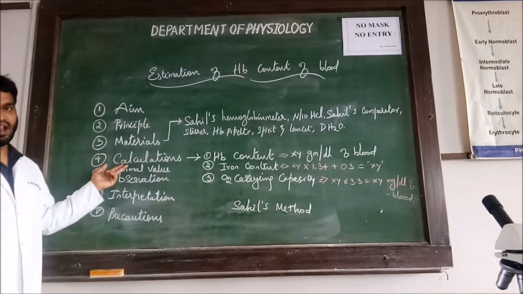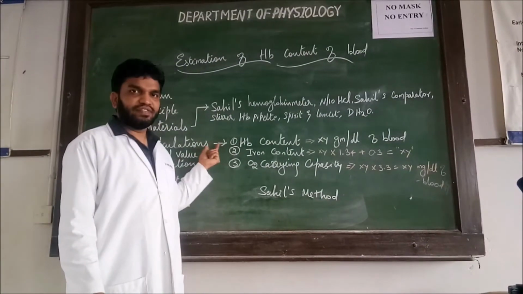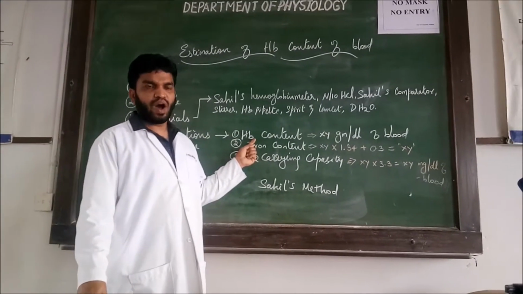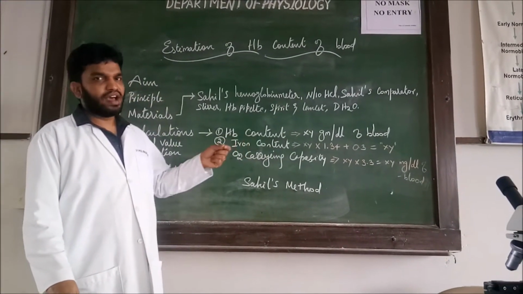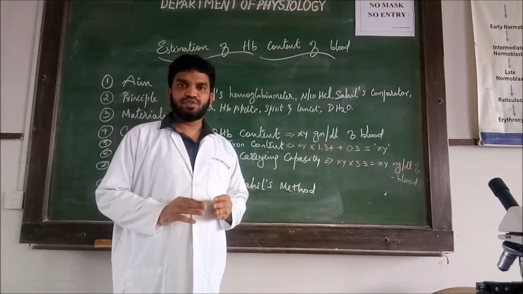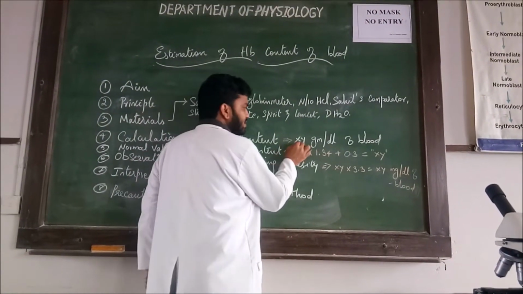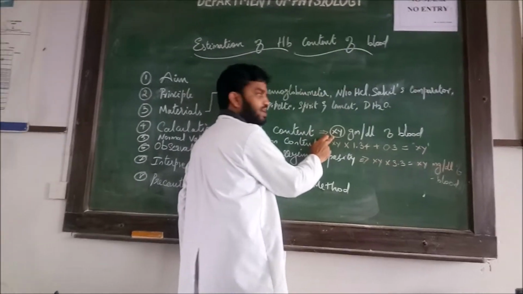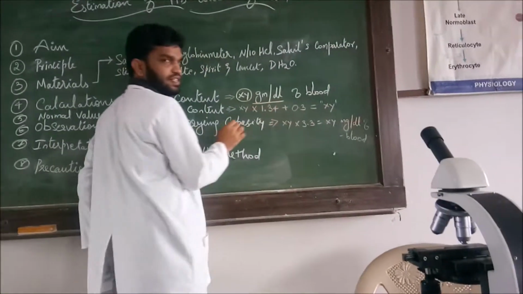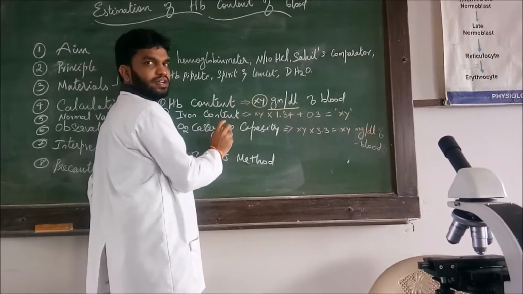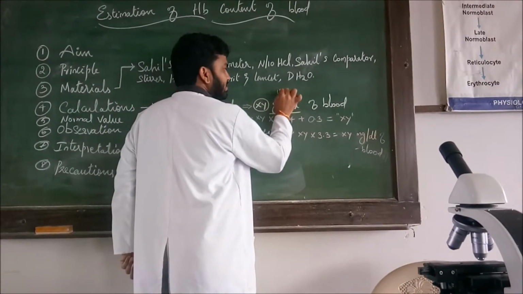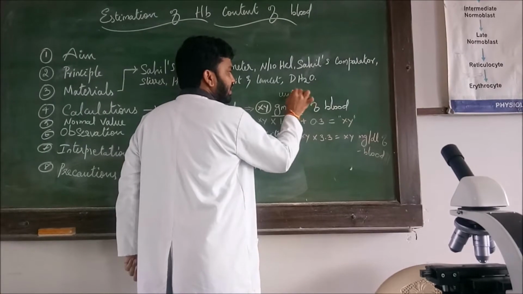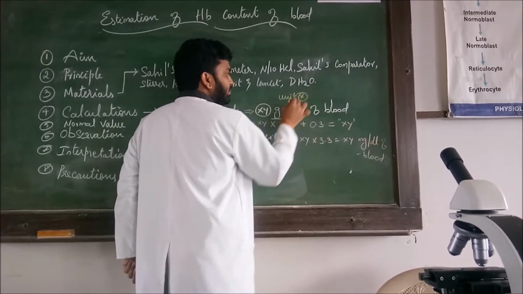Next is calculation. In the calculation, first is hemoglobin content. How will we get this hemoglobin content? I am going to do the entire procedure and I will get some value, that is XY. What is the unit? Gram per deciliter of blood. That is our unit. I will write it here. Don't forget, this is very important.